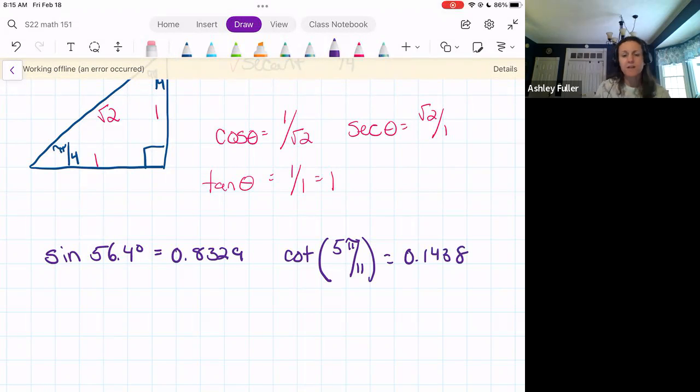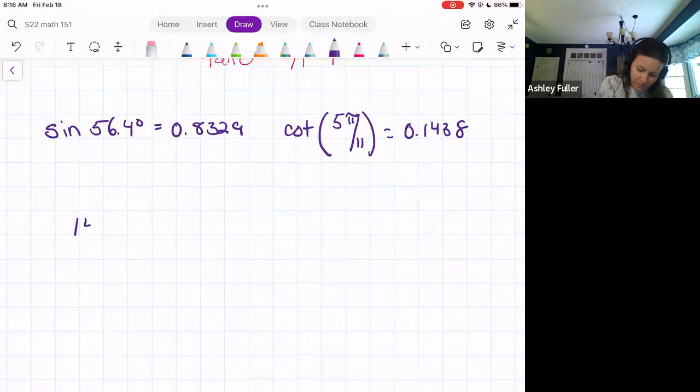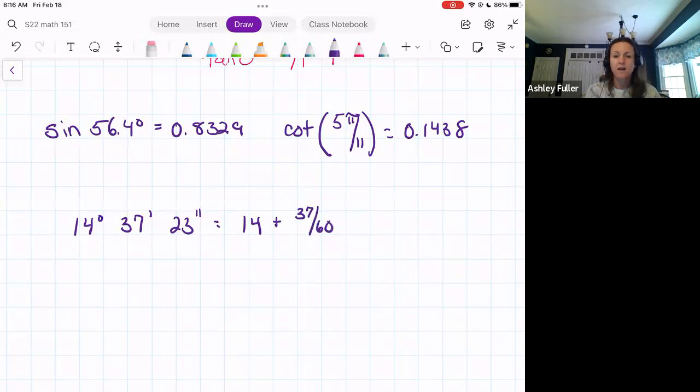Sometimes you might be given the value of an angle in what's called degrees, minutes, and seconds. For example, if I have 14 degrees, 37 minutes, and 23 seconds, I need to be able to convert that into the degrees in terms of decimals. To do that, you're going to do 14 degrees plus I need to calculate the fraction of the minutes, and then there are 60 seconds in a minute.